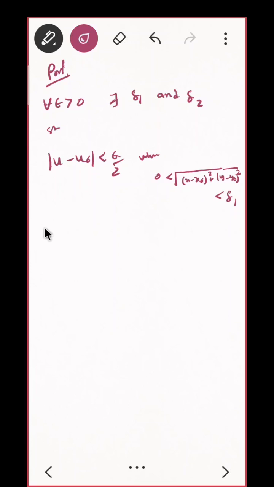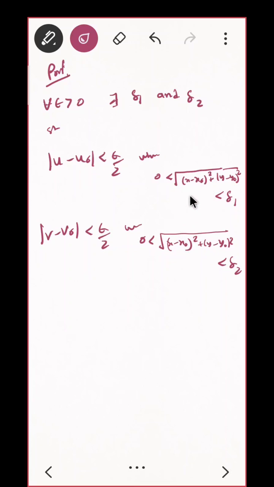For v, what will come? v minus v naught is less than epsilon by 2, whenever you are having 0 is less than, same thing, x minus x naught the whole square plus y minus y naught the whole square that is less than delta 2. Again you observe this is again a circle only. If you take both, then you need to choose the minimum one, so choose delta equal to minimum of delta 1 and delta 2.